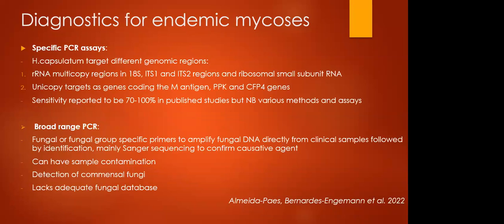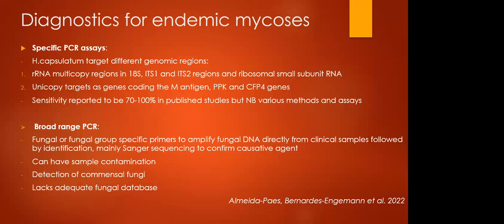You have specific PCR assays. So for example, with Histoplasma capsulatum, you can target different genomic regions. So you look at rRNA multi-copy regions in 18S, ITS1, and ITS2 regions, and ribosomal small subunit RNAs. You can also look at unicopy targets as genes coding the M antigen, PPK, and CFP4 genes, but the sensitivity has been reported to be 70 to 100% in published studies.